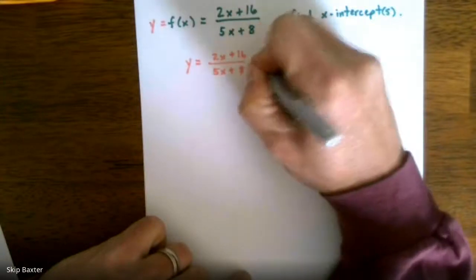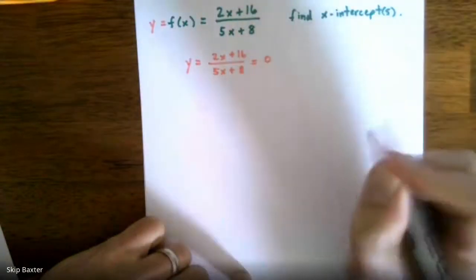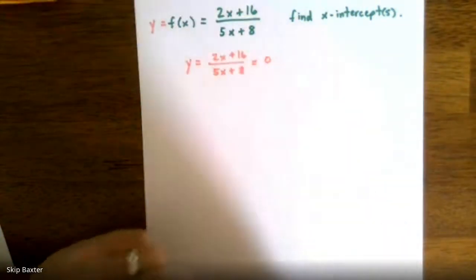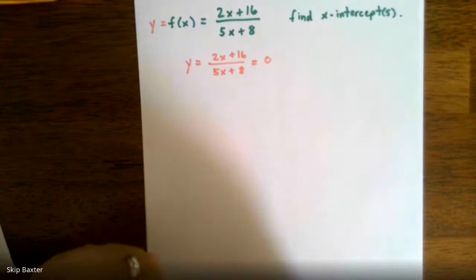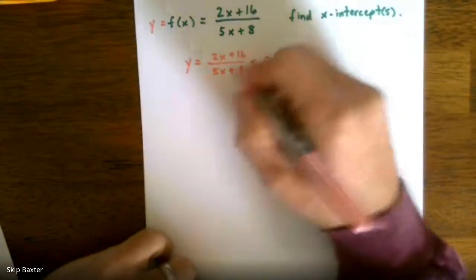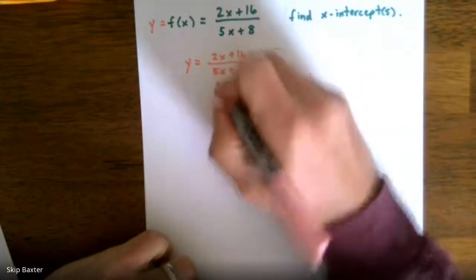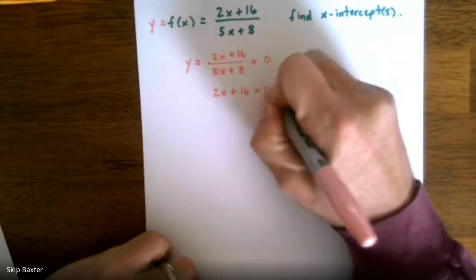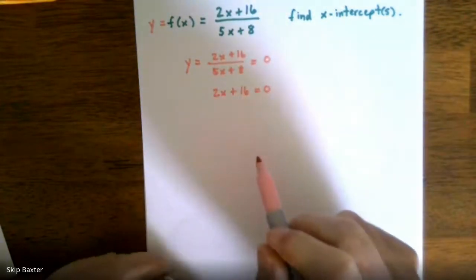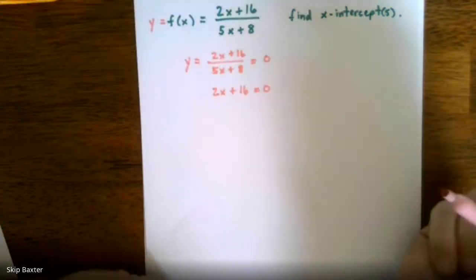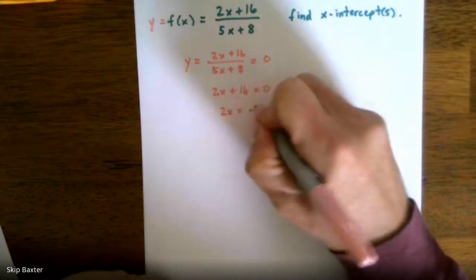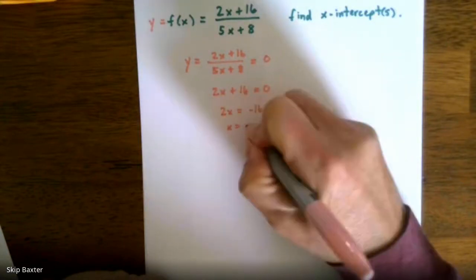So if you're setting that equal to 0, remember, a fraction is equal to 0 whenever the numerator is 0 and the denominator is not, right? So you could simplify this considerably by just setting the top equal to 0. And then just make sure when you're done that the bottom doesn't equal 0 at that point, and that corresponds to an x-intercept. So in this case, you get 2x equals negative 16 and x equals negative 8.